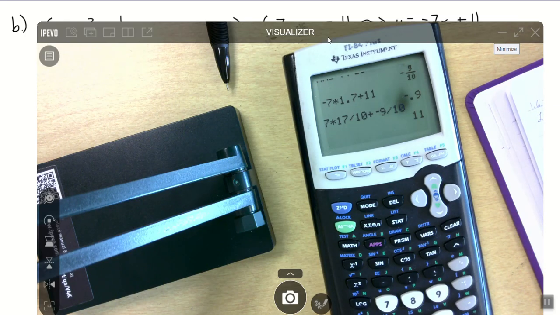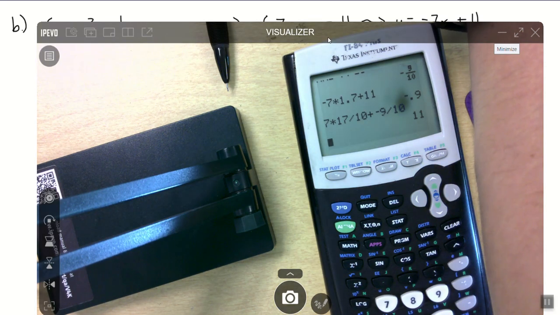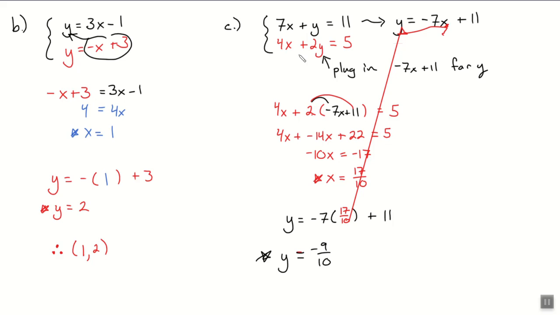I want you guys to check the second one for me real quick. Just verify that it works. Plug in x is 17/10 and y is negative 9/10 right here. And when you do 4 times that plus 2 times that, it should be 5. I'll wait for confirmation.